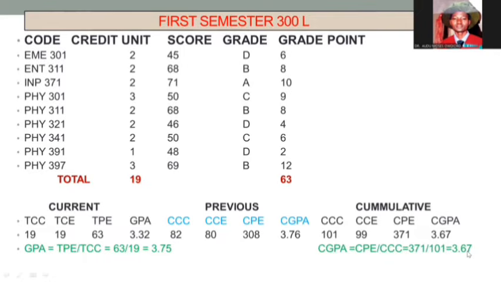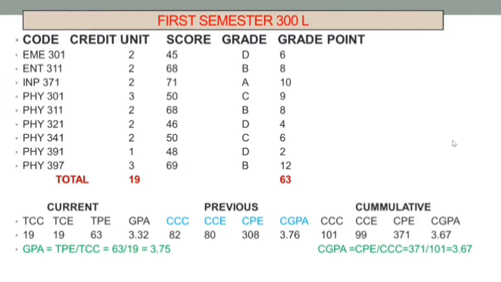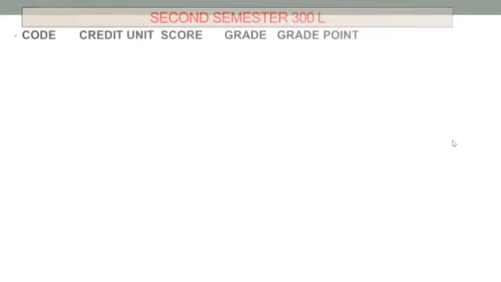Is the candidate increasing or dropping? Let's look at it together. The candidate previously was on 3.76. His current result now is 3.75. The cumulative that he is moving with now is what? 3.67. So from previous, he dropped again. From 3.76 to 3.67. Are we seeing any semester that there is a little drop? It affects the cumulative as well. Let's make progress. Let's look at the second semester result.